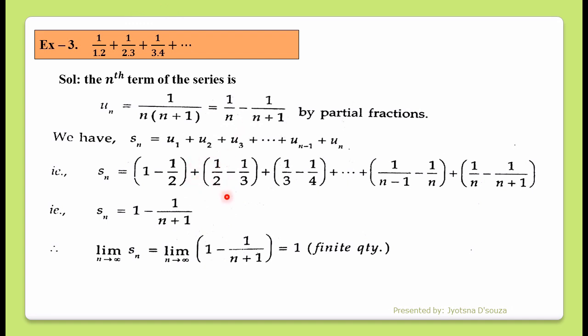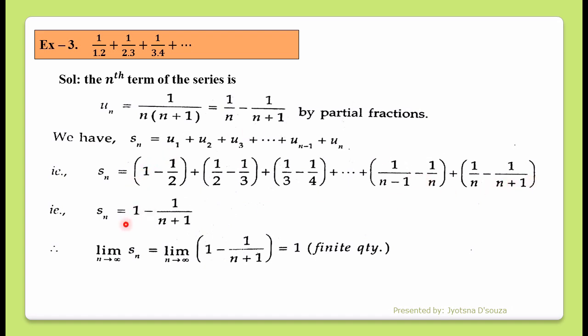Here minus 1 by 2 plus 1 by 2 get cancelled. Minus 1 by 3 plus 1 by 3 get cancelled. And so on. If you observe, the second term and the first term get cancelled. Likewise, the second term and the first term keep getting cancelled, remaining with only the first term and the last term. So our Sn is nothing but 1 minus 1 by n plus 1.